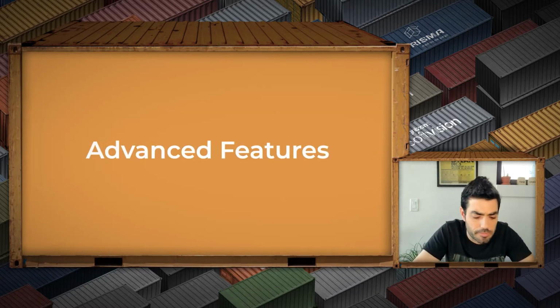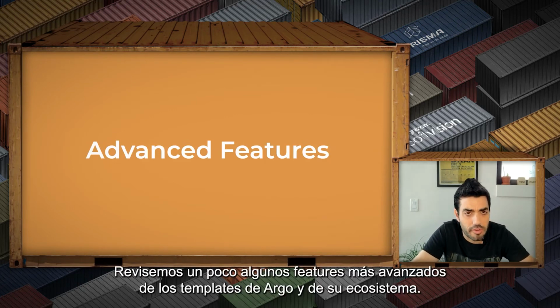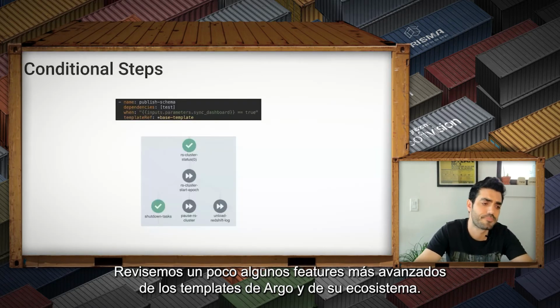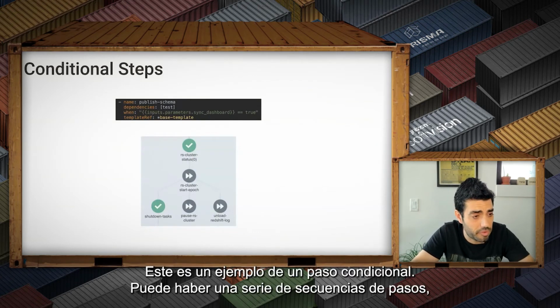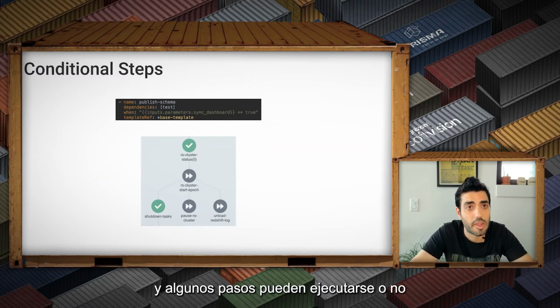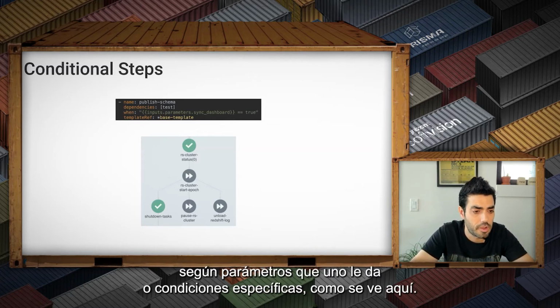Right. So let's walk you through some more advanced features that you get with Argo templates and with the Argo system. So here's an example of a conditional step. You can basically have a sequence of steps, and some steps can execute or not based on specific parameters that you give it or specific conditions, as you can see here.